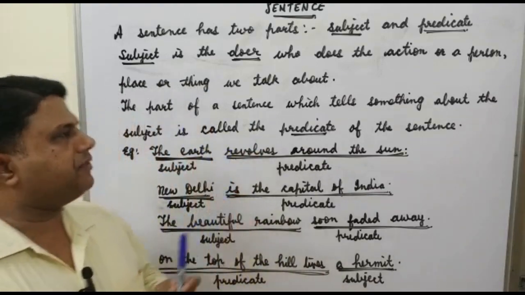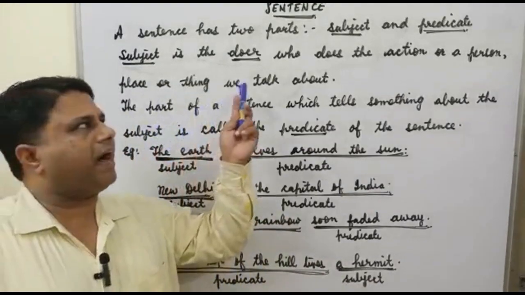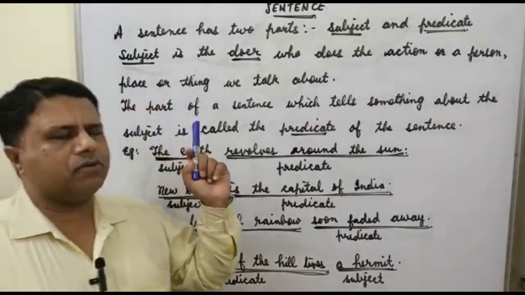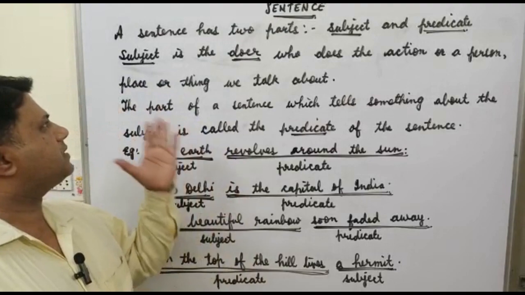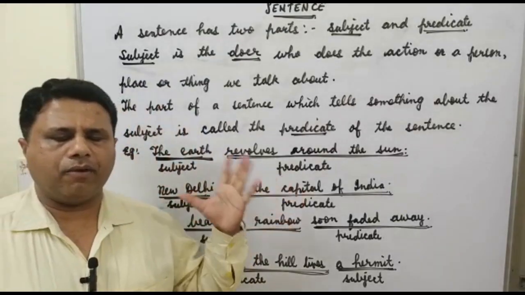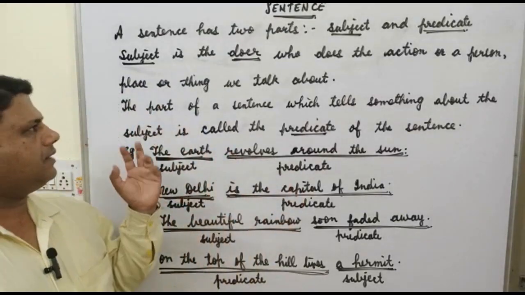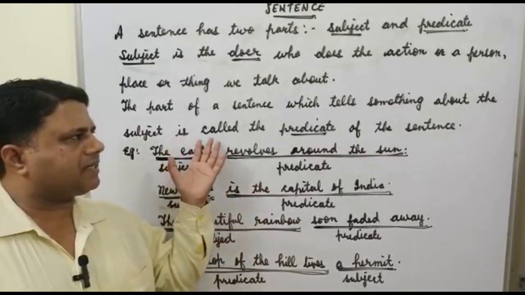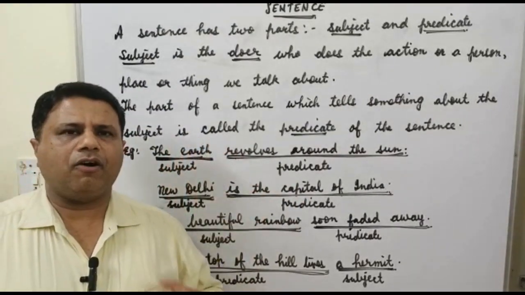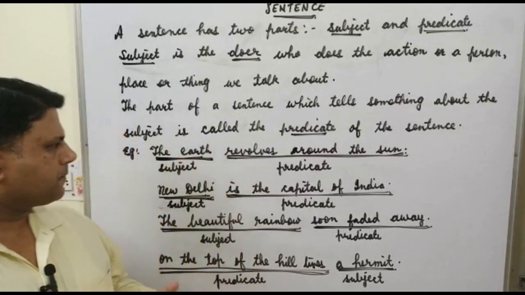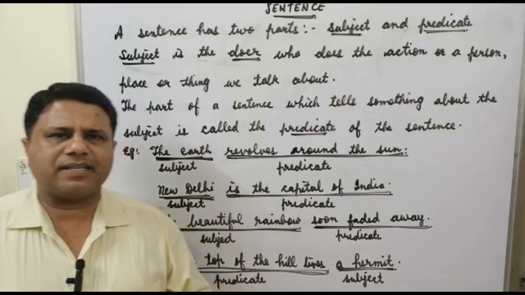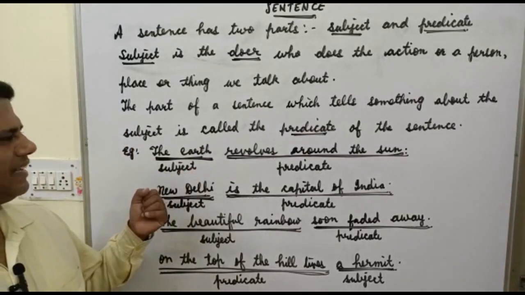So here is the definition. A sentence has two parts, subject and predicate. Subject is the doer who does the action, or a person, place, or thing we talk about. This is a subject. Then the part of a sentence which tells something about the subject is called the predicate of a sentence. So here are some examples.